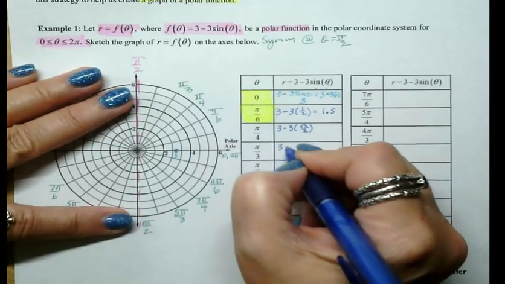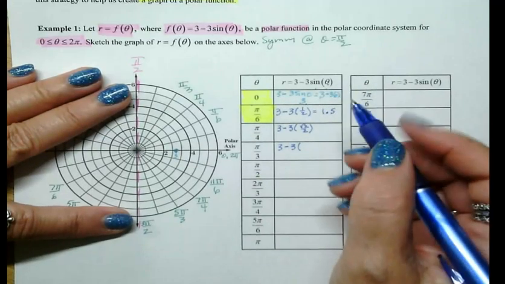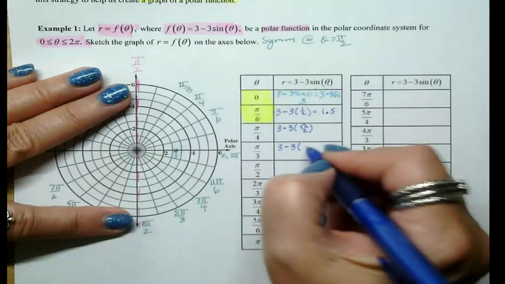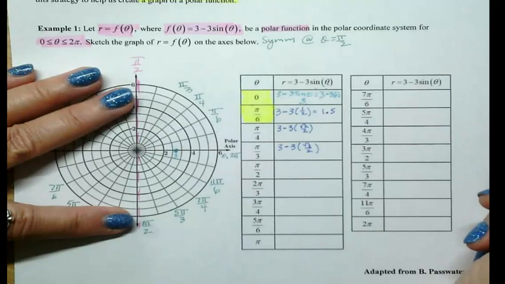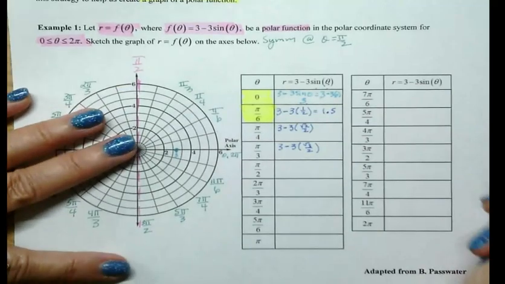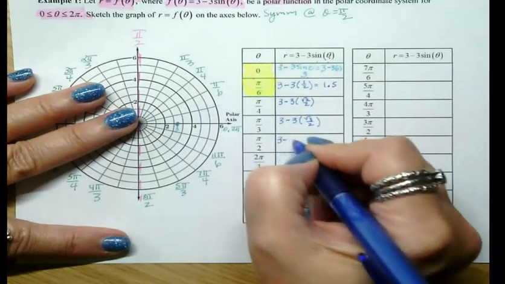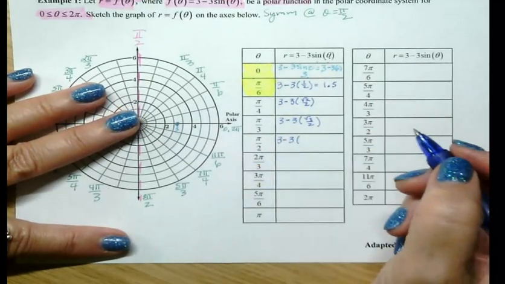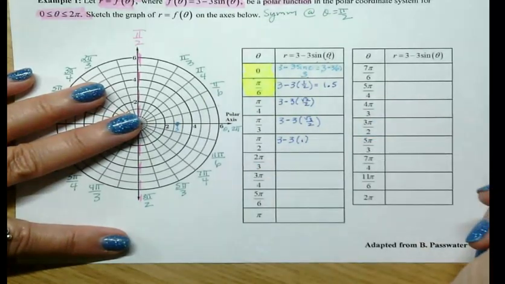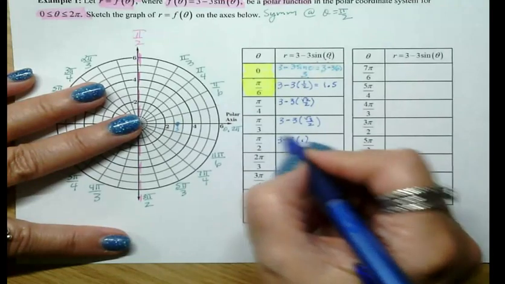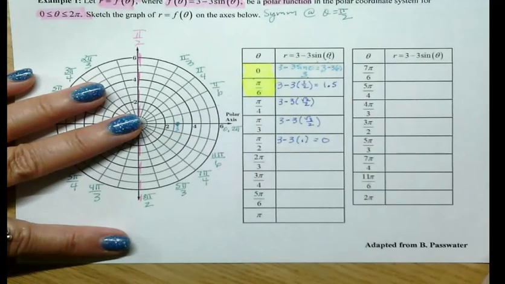So we're going to do 3 minus 3 times the sine of pi over 3. The sine of pi over 3 is root 3 over 2. And that one's going to be a little more complicated to do by hand. Moving on to pi over 2. So then I would say 3 minus 3 times what is sine of pi over 2. Sine of pi over 2 is 1. So we can see that one's pretty easy to compute, right? 3 times 1 is 3. 3 minus 3 gives me an R value of 0.